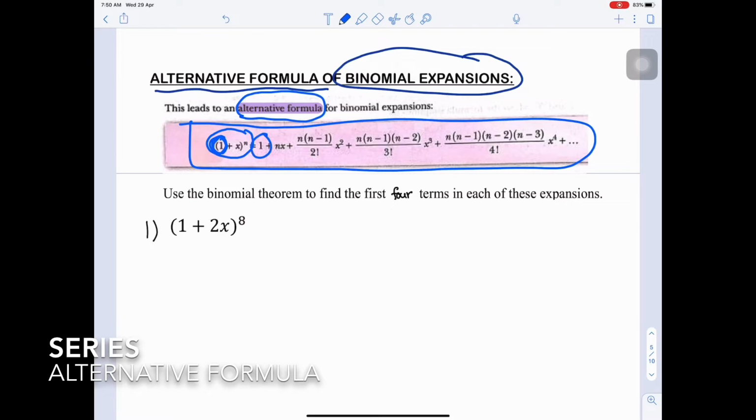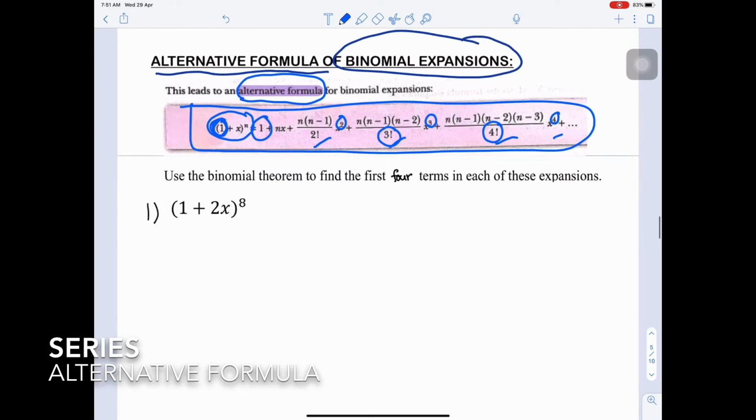And then it starts with 1 over 2 factorial, 3 factorial, and so on: 2 factorial times x to the power of 2, 3 factorial times x to the power of 3, and 4 factorial times x to the power of 4. So let's straight away discuss the example question. Use the binomial theorem to find the first 4 terms in each of these expansions. Let's say this is the question.